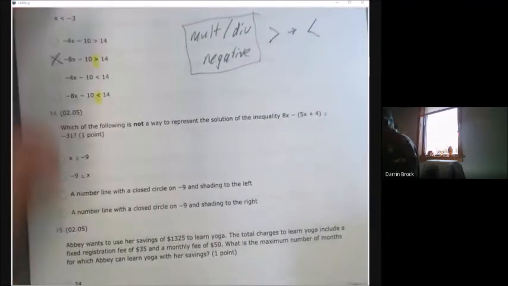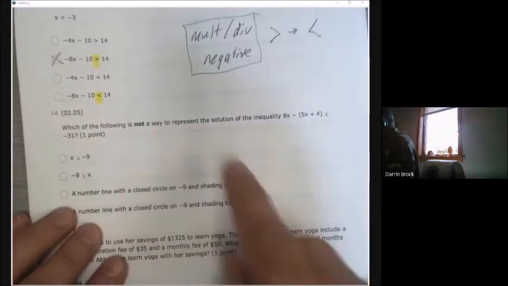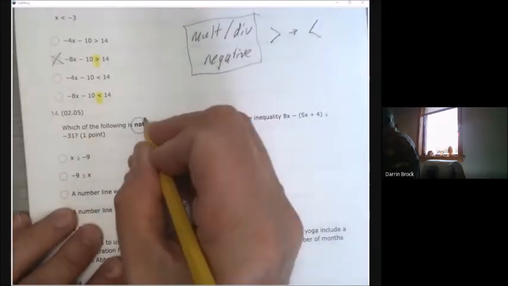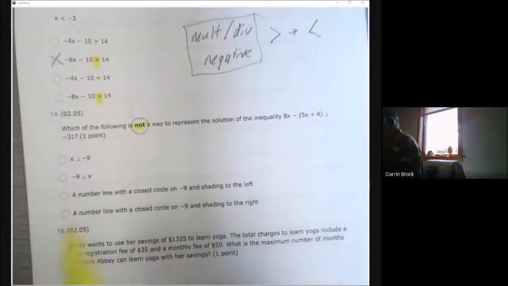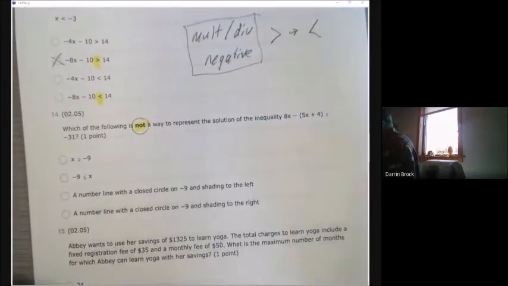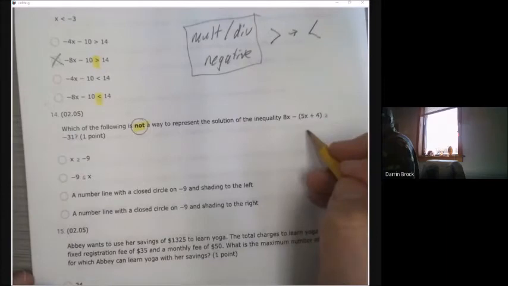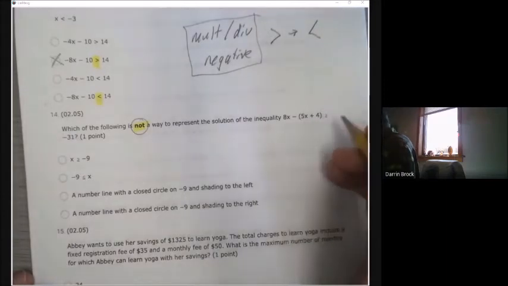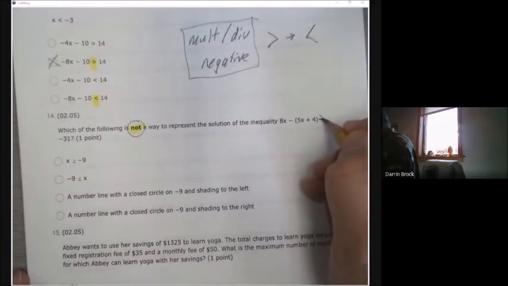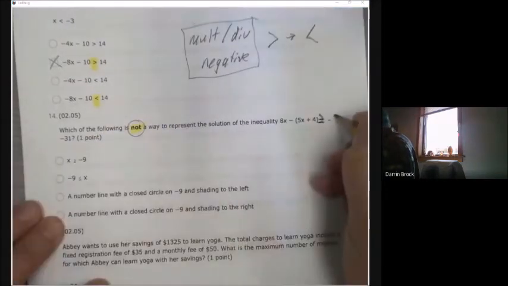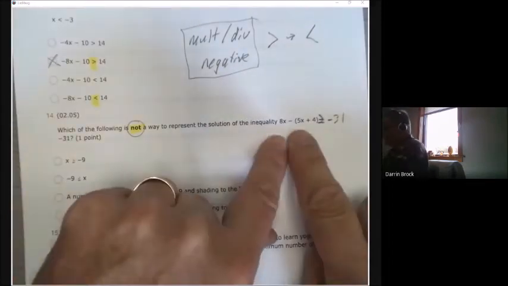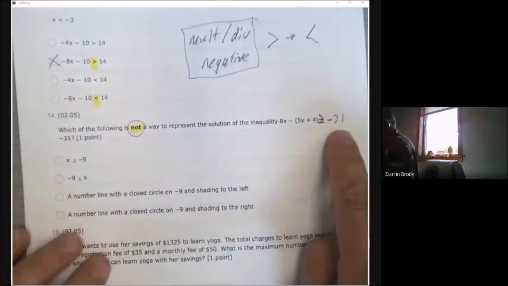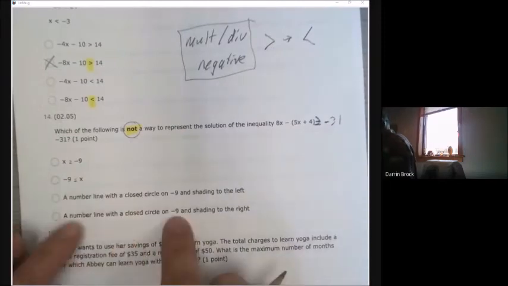All right. So which of the following is not a way? Again, here's that not. We're going to pay attention to that. Not a way to represent the solution of the inequality. 8x minus parentheses 5x plus 4 is greater than or equal to, I'll make that bigger, and I'm going to move the negative 31 back over here. Put it on the next line. So greater than or equal to negative 31. So they've got it down to a negative 9 somewhere.